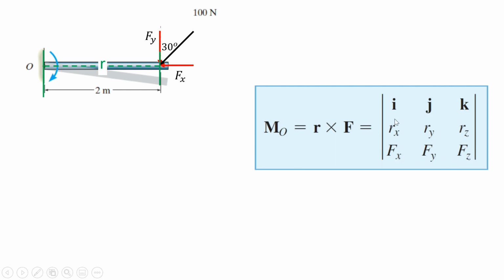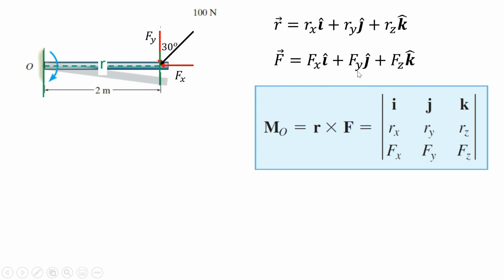So it means we have to get the moment arm into this format, which is rx i hat plus ry j hat plus rz k hat. This is the Cartesian form of our moment arm. And the same for our force, we will get the Cartesian form, which is fx i hat, fy j hat, and fz k hat.